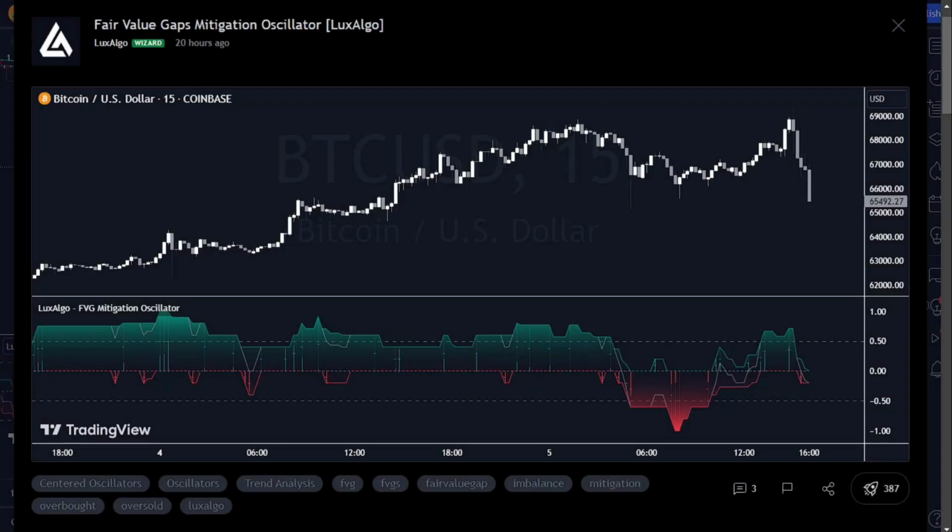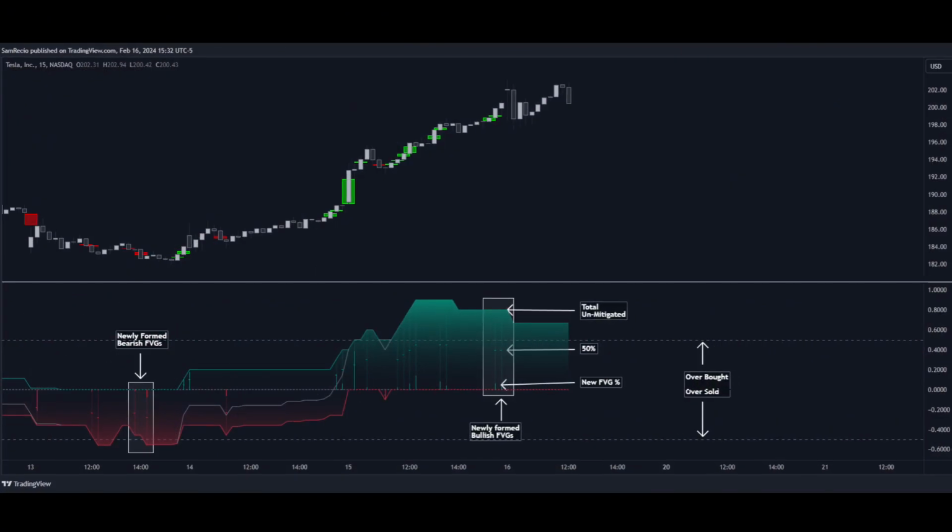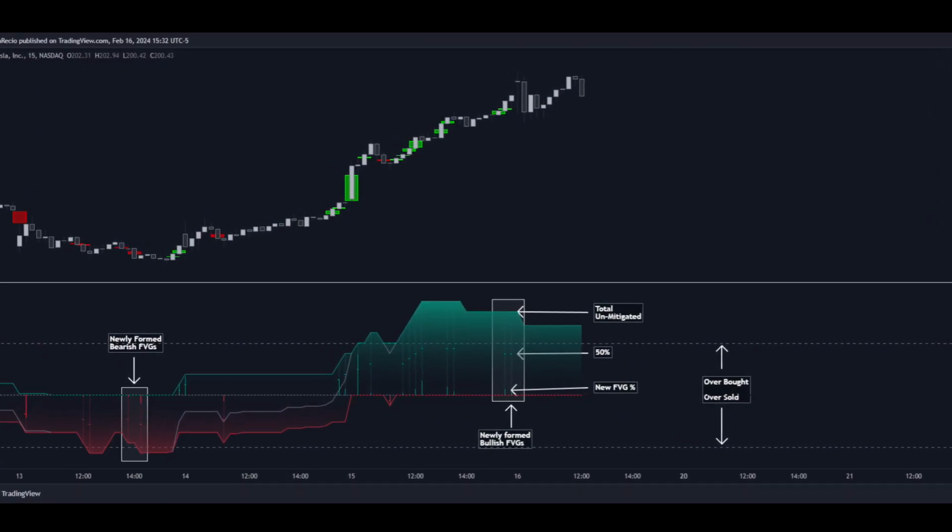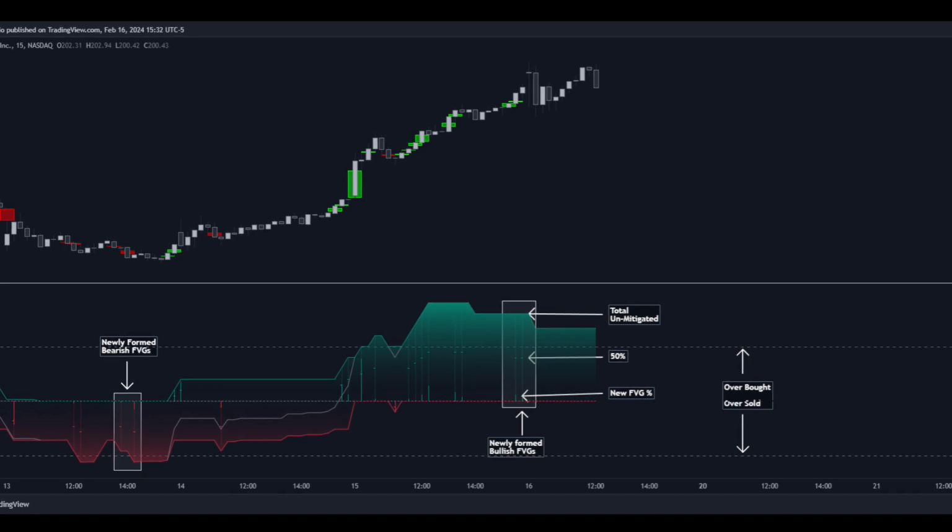So what exactly is this oscillator all about? Well, let's break it down step by step. The fair value gaps mitigation oscillator is designed to help us gauge market sentiment by analyzing fair value gaps, or FVGs. But what are FVGs, you ask? Fair value gaps are essentially imbalances in the market that signal strong sentiment in a particular direction.